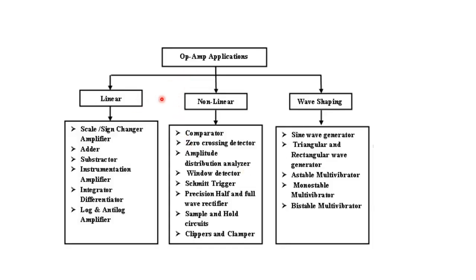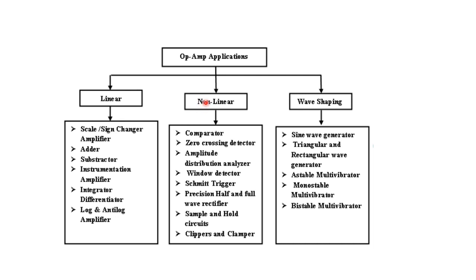Applications of an amplifier are broadly classified into three different categories: linear applications, non-linear applications, and it can also be used in wave shaping circuits. Linear applications means the output of the circuit depends linearly on the input. Some examples are the scale changer and sign changer circuits, adder, subtractor, instrumentation amplifier, integrator, differentiator, and log and anti-log amplifier.